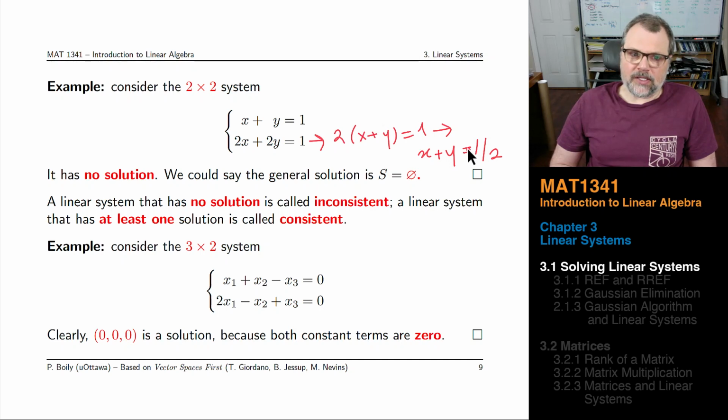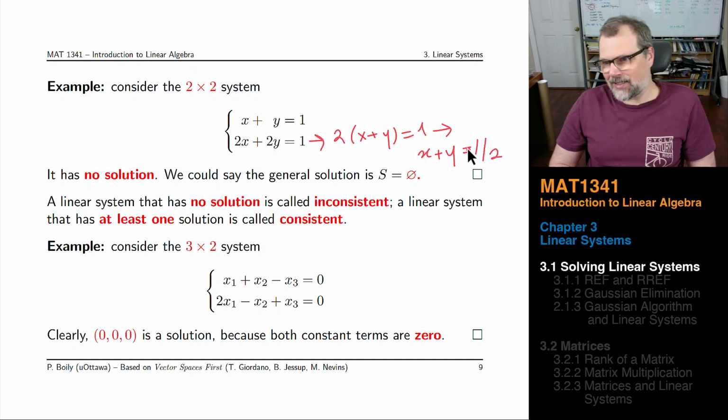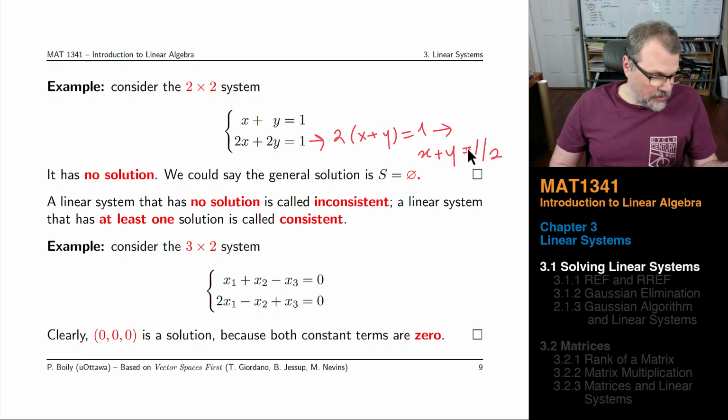When a linear system has no solution, we say that it is inconsistent. The equations are not consistent with one another. If the linear system has at least one solution, then we say that the system is consistent.